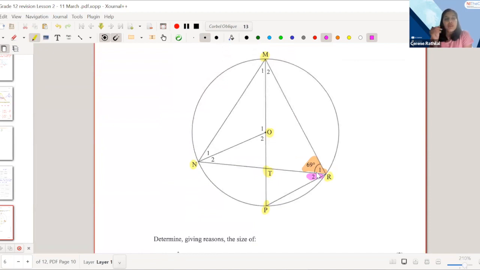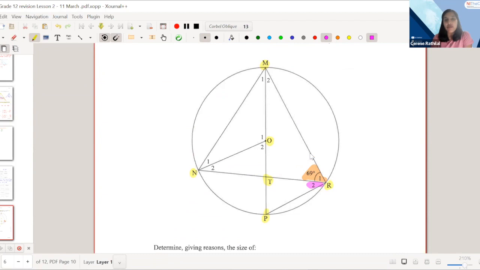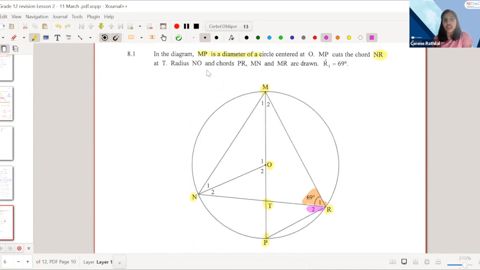Okay, so based on the results that we have just gone through, is there any result that you could recall that we could apply here? Considering we have been given all of this information, in particular, the first statement says that MP is the diameter of the circle. So MP passes through the center. So does anybody have any clues as to how we could proceed?